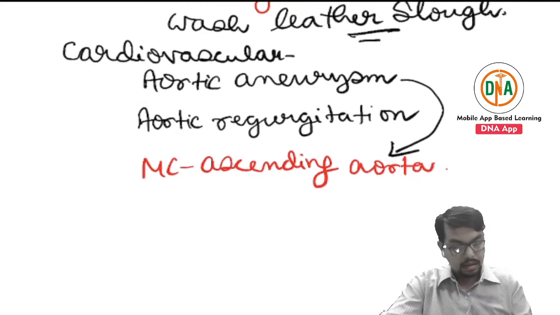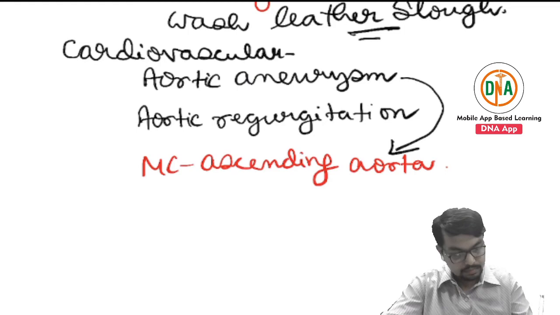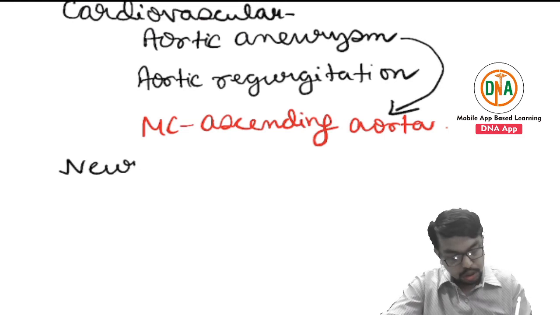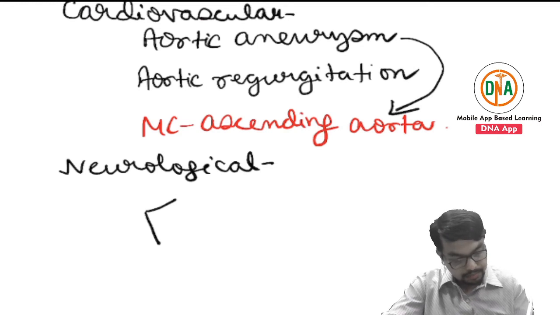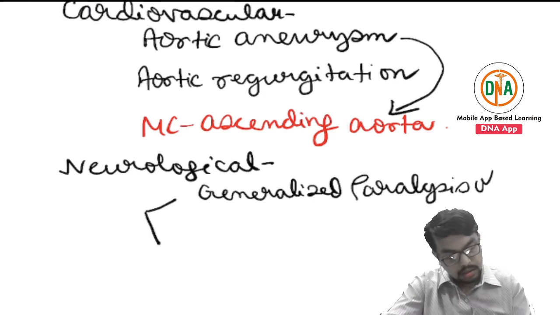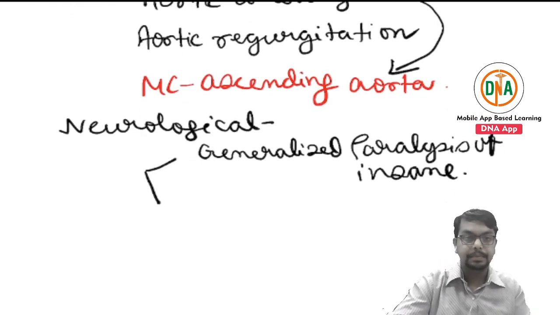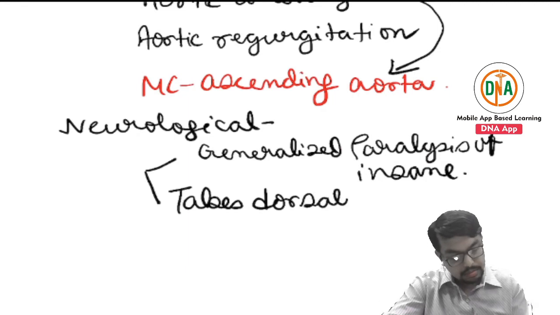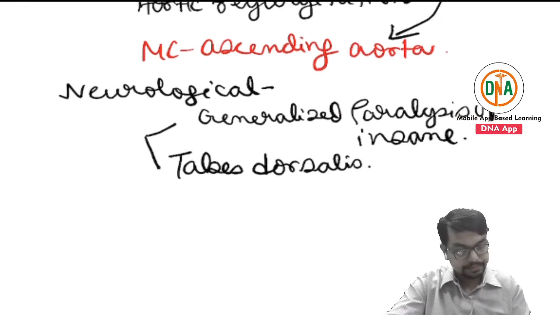Next, if there is neurological involvement, it is of two types. First is generalized paralysis of insane. And second is tabes dorsalis. There is gait instability in tabes dorsalis.